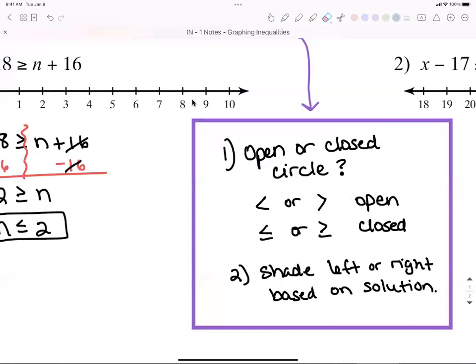Yep, whatever you want. Okay, does anybody need me to wait a second on going on so you can get this written down? Okay, I'll wait a sec, because I do want you guys to have this written down.